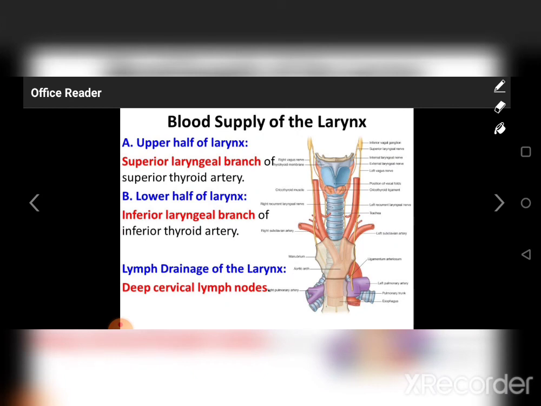Then the blood supply of the larynx. In the upper part it is supplied by the superior laryngeal branch of the superior thyroid artery. In the lower part it is supplied by the inferior laryngeal branch of the inferior thyroid artery, and lymphatic drainage is via deep cervical lymph nodes.